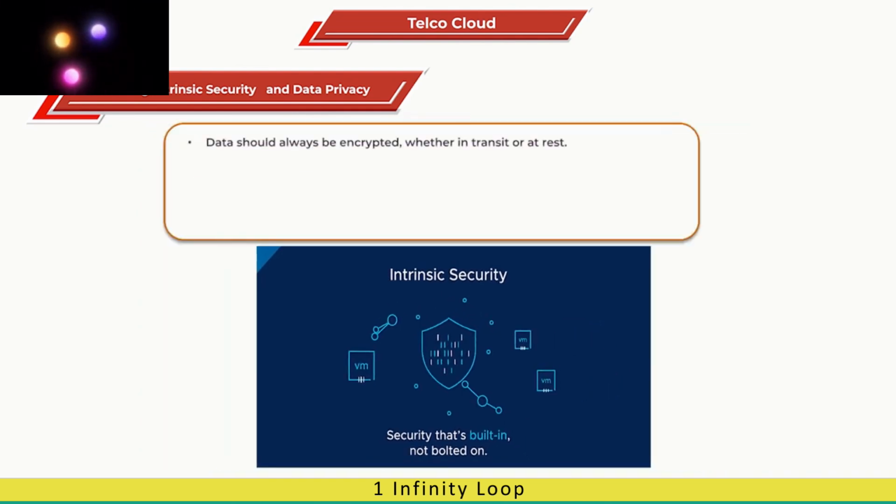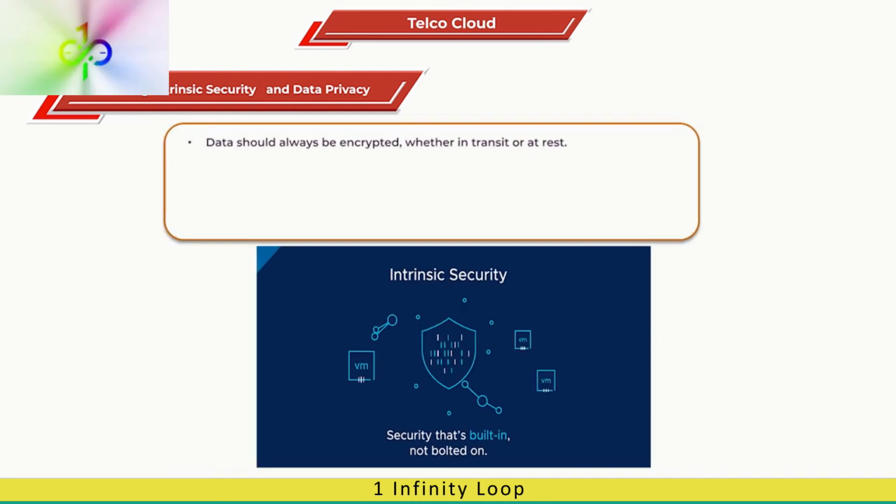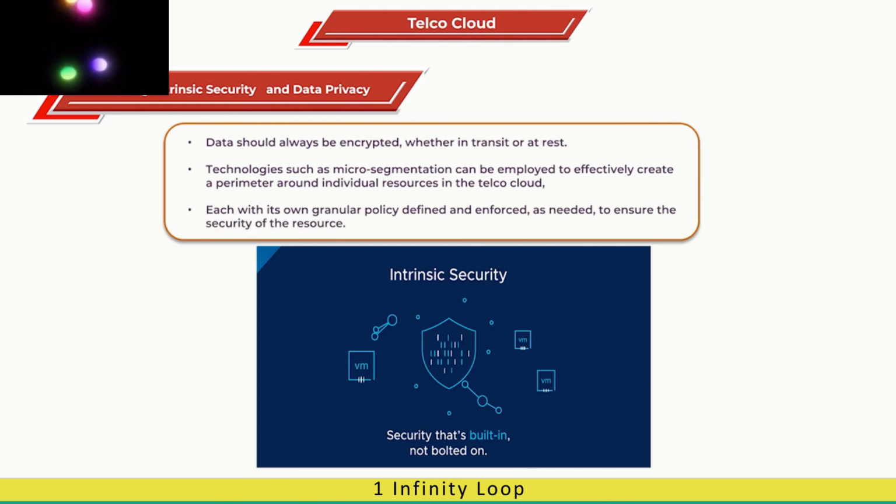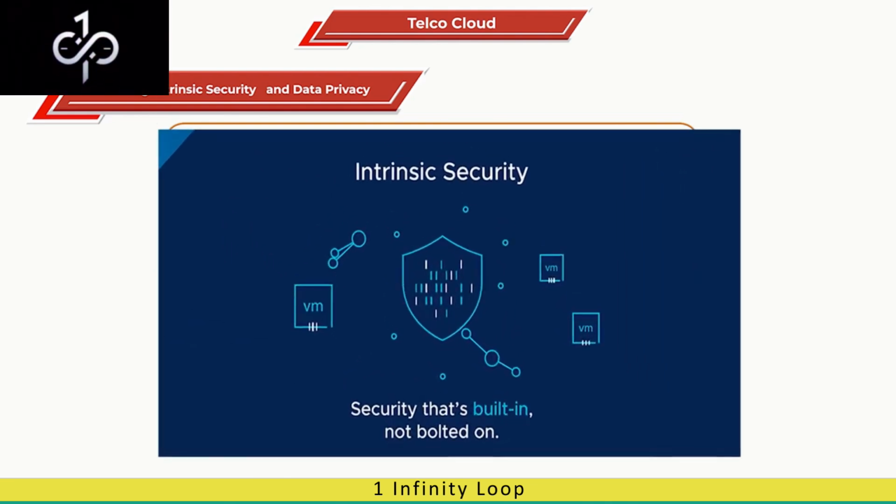Data should always be encrypted, whether in transit or at rest. Technologies such as microsegmentation can be employed to effectively create a perimeter around individual resources in the telco cloud, each with its own granular policy defined and enforced as needed to ensure the security of the resource. And individual security elements can be deployed as VNFs themselves as part of a larger security apparatus within the telco cloud.